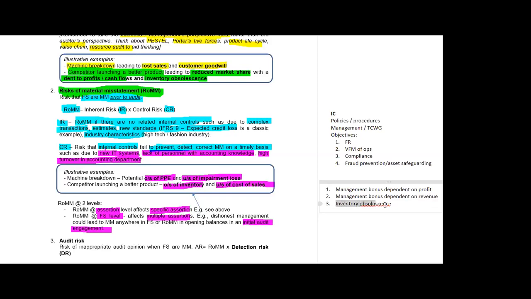For inventory obsolescence, on the other hand, you can exactly tell that inventory would be overvalued. So you can specify that it is the valuation assertion which would be materially misstated. Because you can tell the specific component and the specific assertion that would be materially misstated, this is ROMM at the assertion level rather than ROMM at FS level.